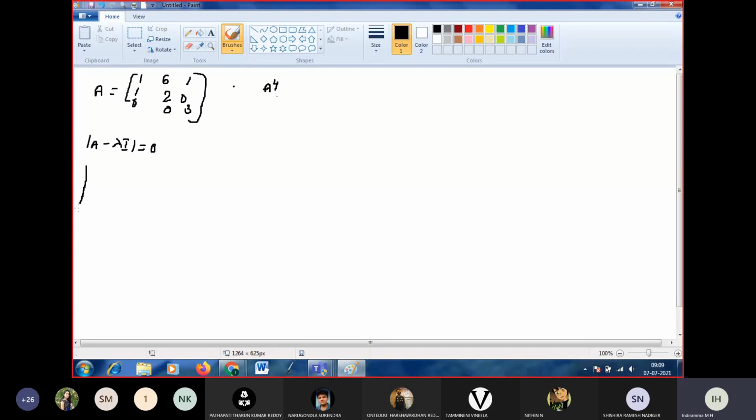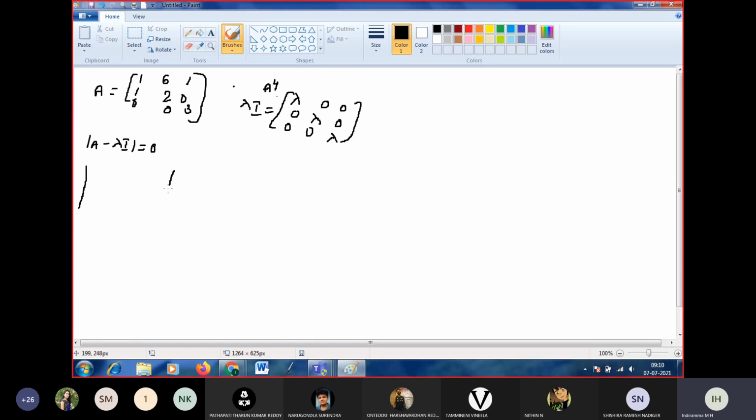Okay, determinant of this is the matrix A. Next, lambda I. So I is the identity matrix of the same order as that of A, that is, third order identity matrix. Multiply with lambda, that is lambda 0 0, 0 lambda 0, 0 0 lambda. This is what we have as lambda I.